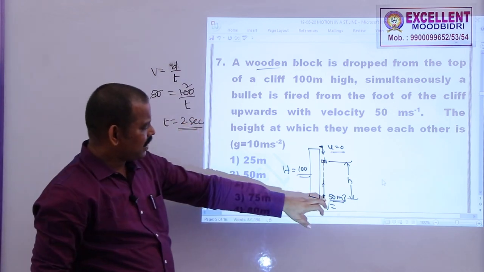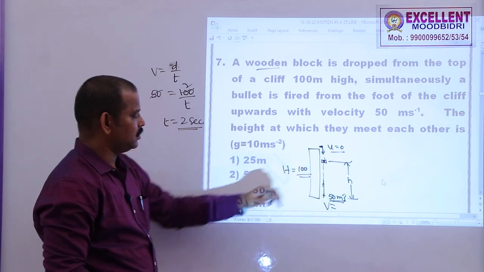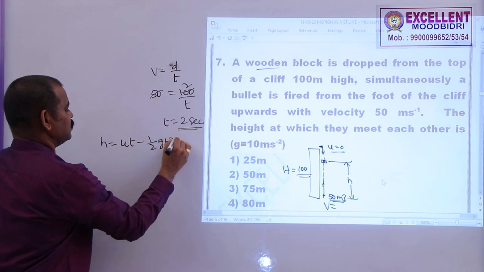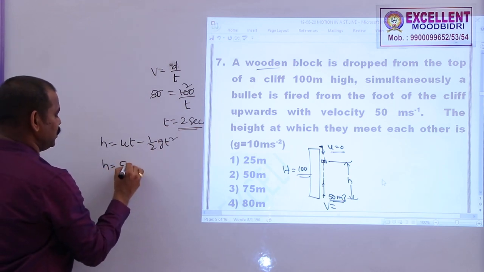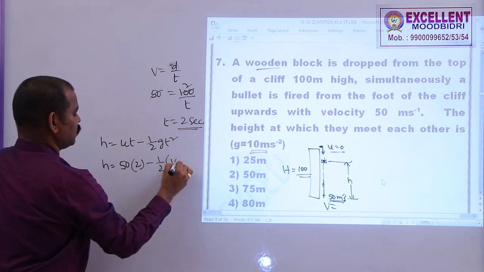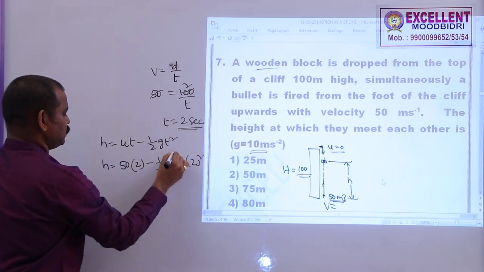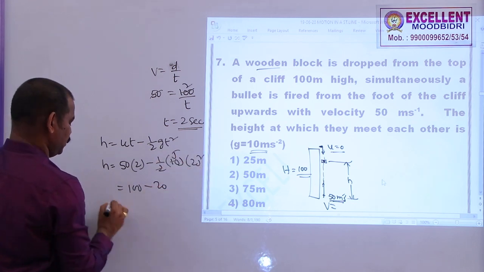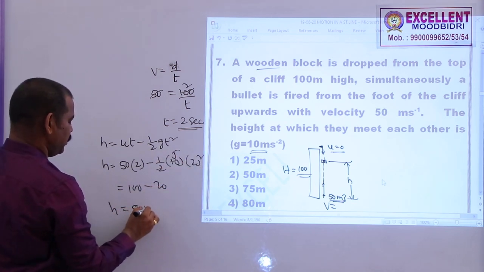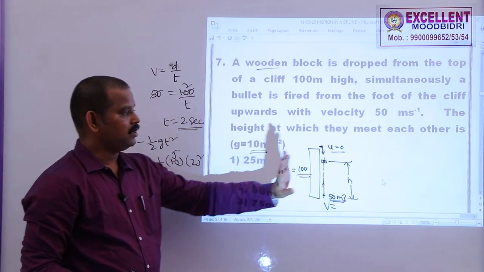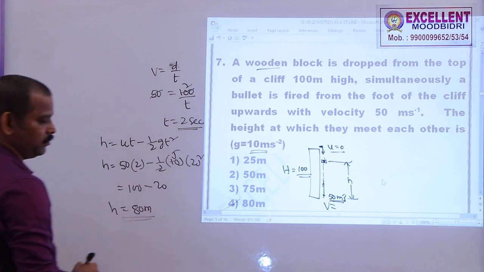So what is the height reached by this bullet in 2 seconds? That is h. So h is equal to ut minus half g t square, as it is going up. h is equal to initial velocity 50 times 2 minus half into g, and they are asking us to take g is equal to 10, into 2 square. Half of 10 is 5, so this is 100 minus 5 into 4, which is 20. The height of this one is 80 meters. That means the actual height of the tower is 100, but they are going to meet at a height of 80 meters from the ground. The answer is 4.